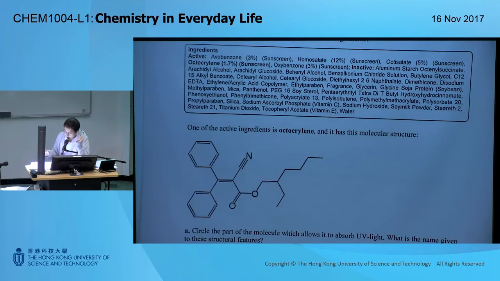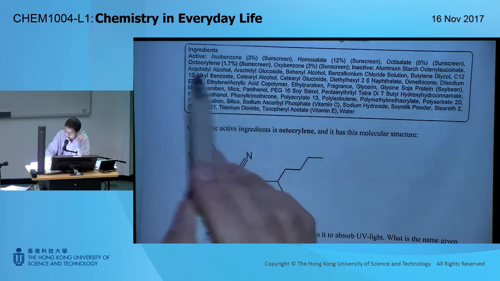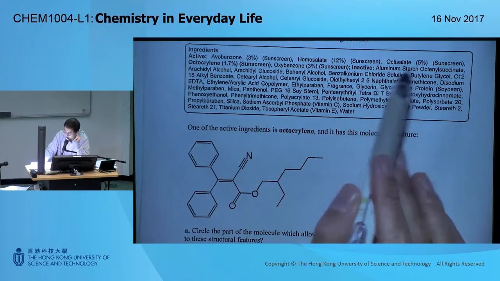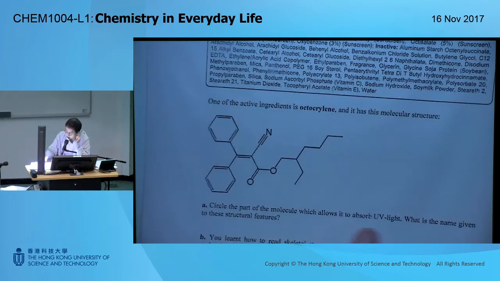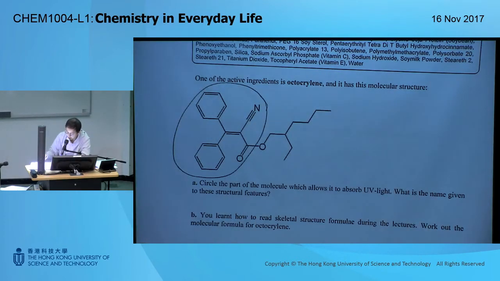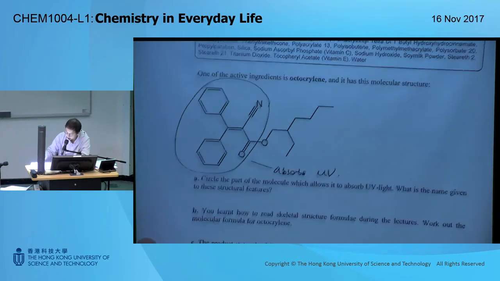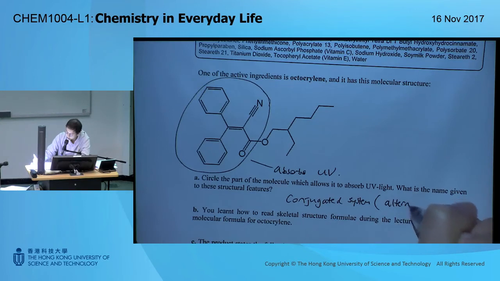So the first one is this moisturizer with SPF 30 and has a lot of ingredients, and this is the one which is active ingredient for sunscreen. There are a few of them: avobenzone, homosalate, etc. And one of them is octocrylene. So this is structure of octocrylene, where we want to identify the parts which allows it to absorb UV light. So it is those conjugated systems. So it is this part, okay. So this absorbs UV, and because it has a conjugated system, this is alternating double and single bonds.